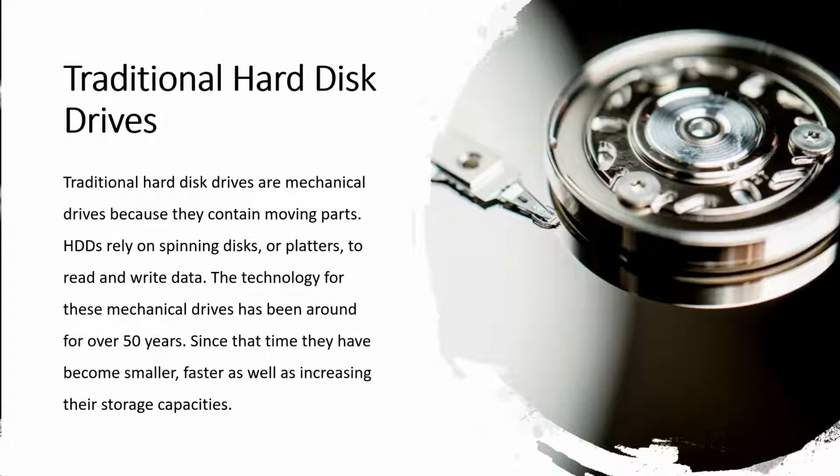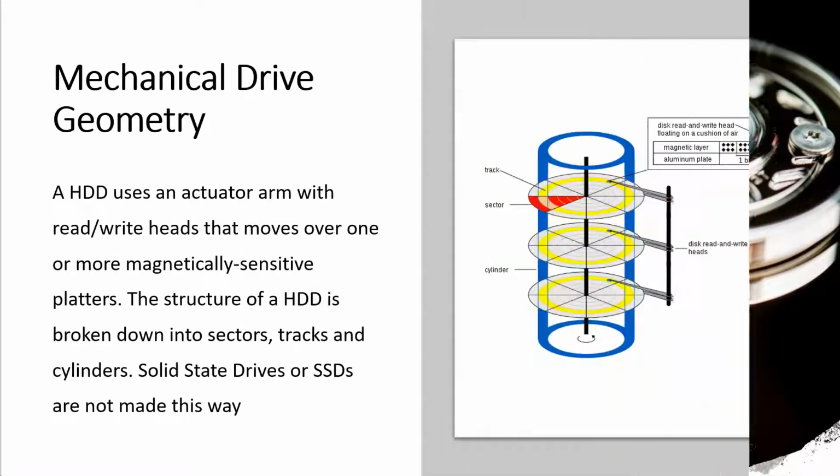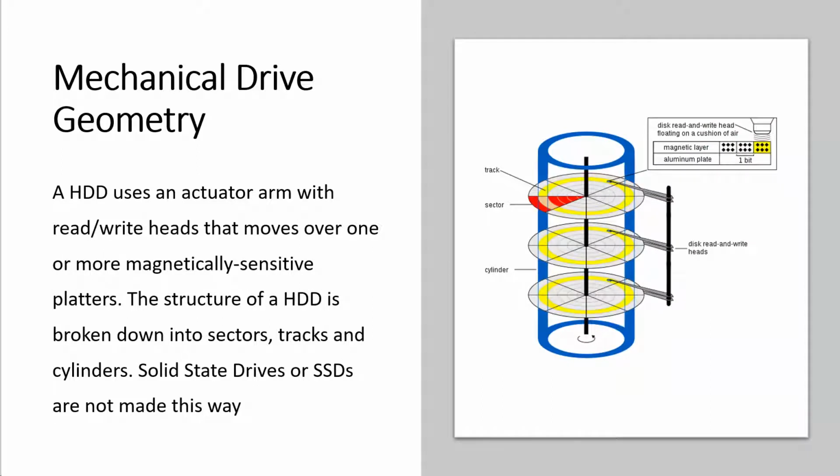The technology for these mechanical drives has been around for over 50 years. Since that time, they've become smaller, faster, as well as increasing their storage capacities. A hard disk drive uses an actuator arm with read-write heads that move over one or more magnetically sensitive platters. The structure of an HDD is broken down into sectors, tracks, and cylinders. Solid-state drives, or SSDs, are not made this way.